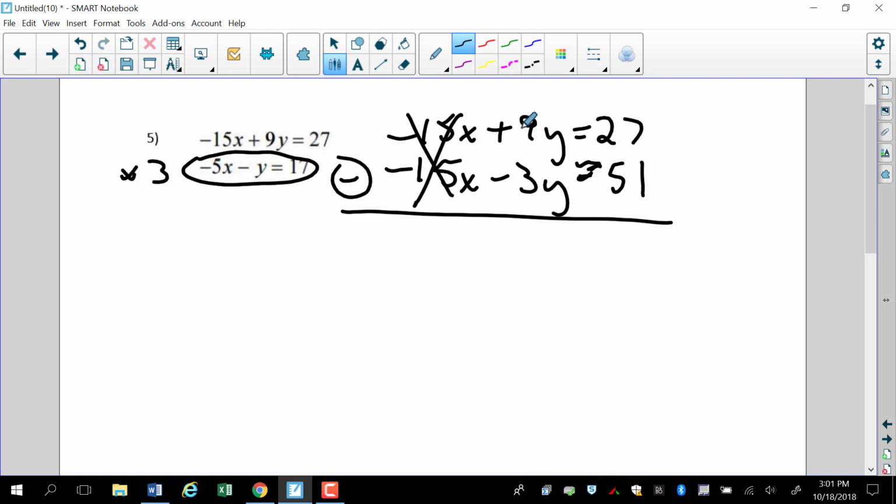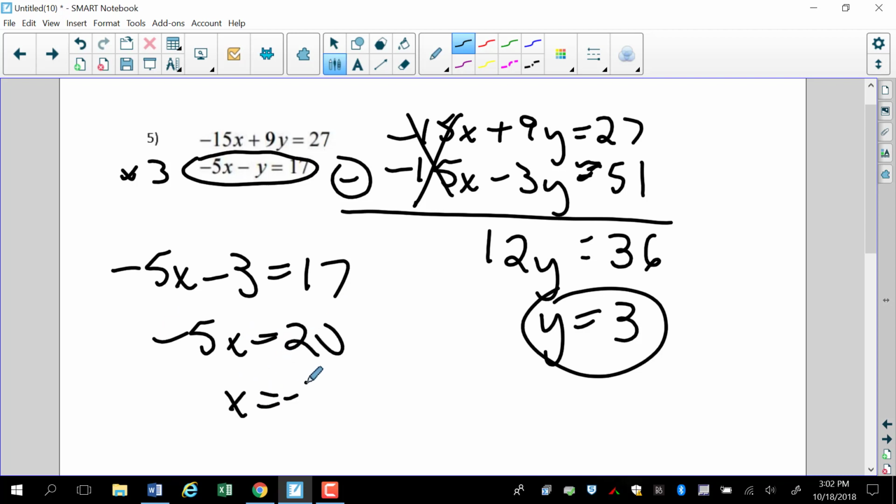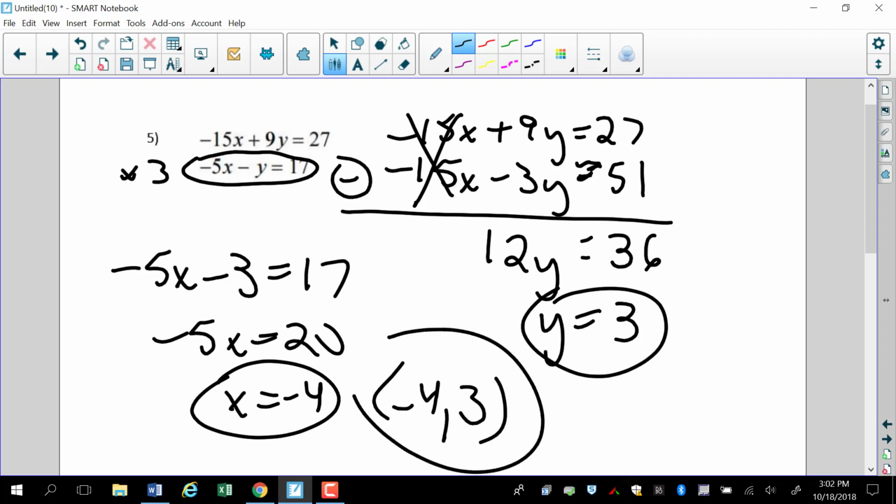That will eliminate x. 9 minus negative 3 is 12y. 27 minus 51 is negative 36. So y equals negative 3. Again, came out to be a pretty quick solution. So I'm going to plug this in here. Negative 5x minus 3 equals 17. The answer is negative 4, 3.